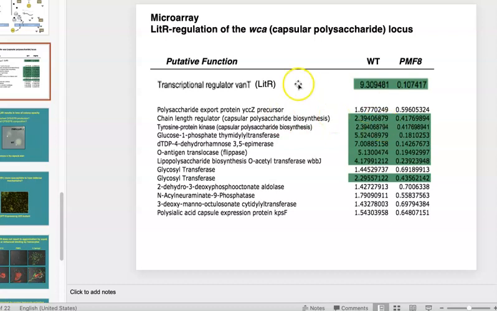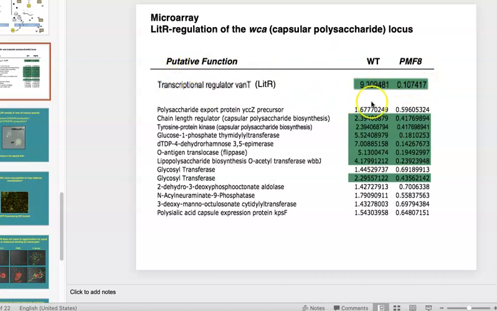The wild type, which has an active LitR, produces 9.3 units. Don't worry about the units, but 9.3 units of LitR. The mutant, which is deficient in LitR, produces virtually no LitR. That's just background, so it technically produces no LitR.